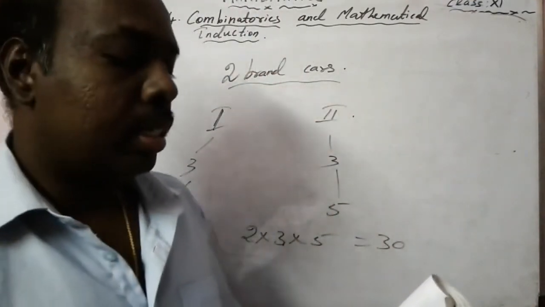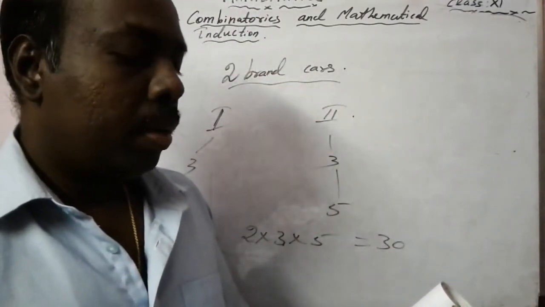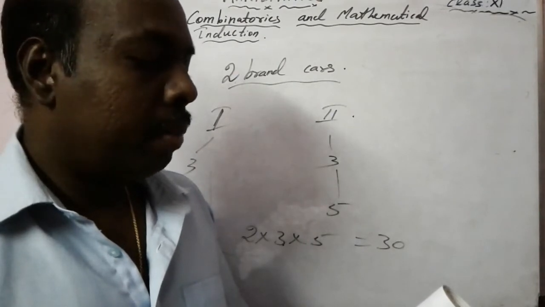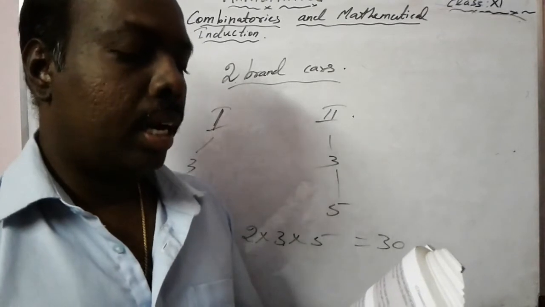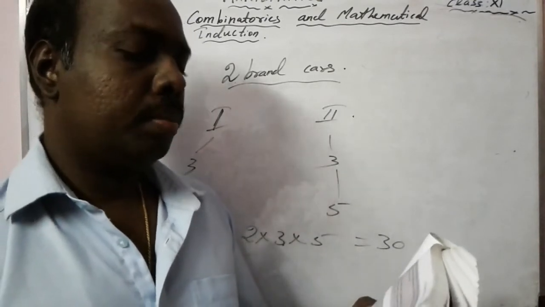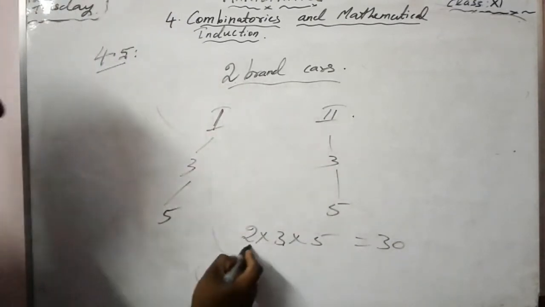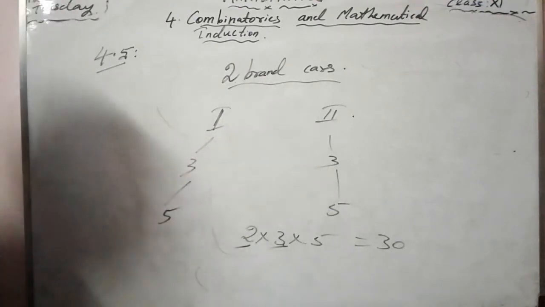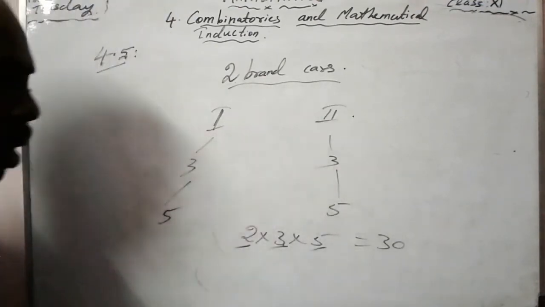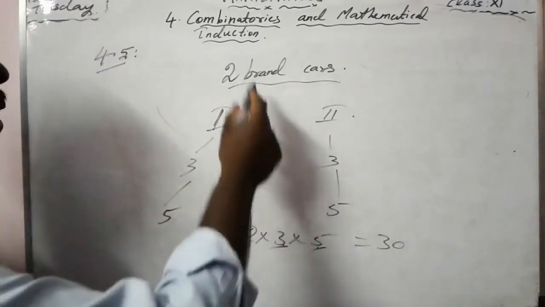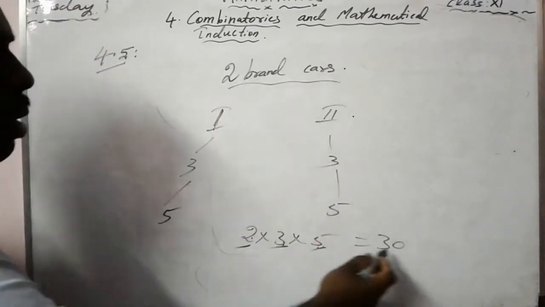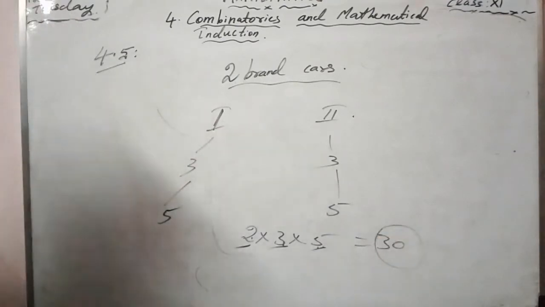So how will you write the steps? A brand of car can be chosen in 2 ways, a model can be chosen in 3 ways, and a color can be chosen in 5 ways. So the total number of ways of selecting a car is 2 into 3 into 5, that is equal to 30 ways.